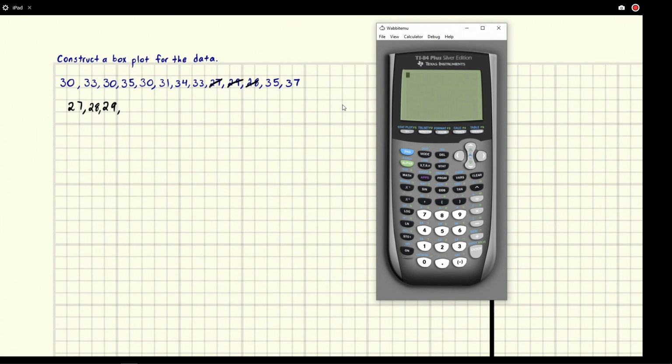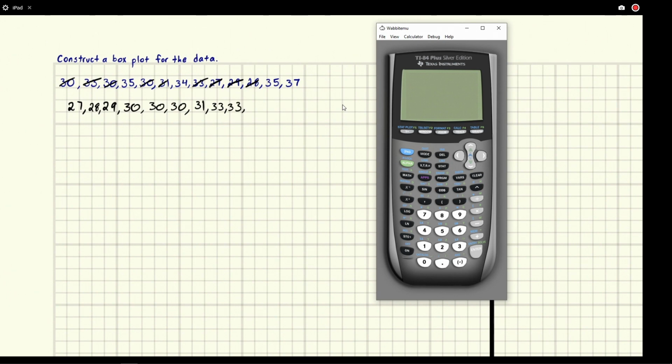Now we have a number of 30s. We have a 30 here, a 30 here, and another one. Yeah, that's a lot of 30s. 31. Any more 31s? Nope. Any 32s? Nope. We got a 33 though, and we've got another 33 up here.